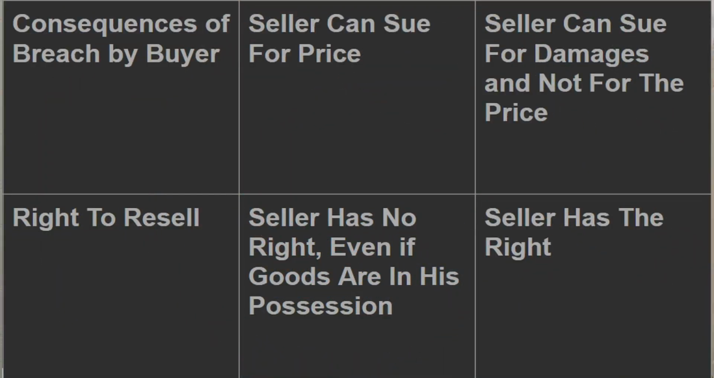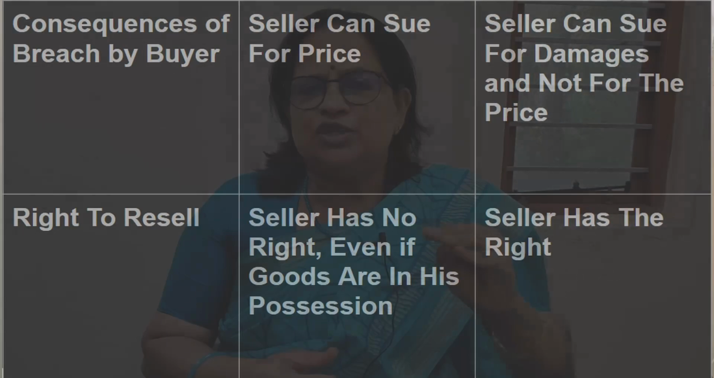Continuing with that, consequences for breach by buyer. If the buyer has not made the payment, in the case of sale, the seller can sue for the price. That means the seller has parted with the goods, but the buyer has not made the payment, so the seller has the right to sue for the price. Whereas in the case of agreement to sell, the seller can sue for damages and not for the price.